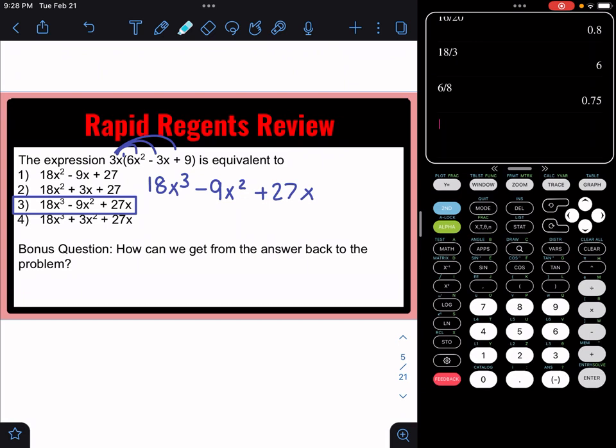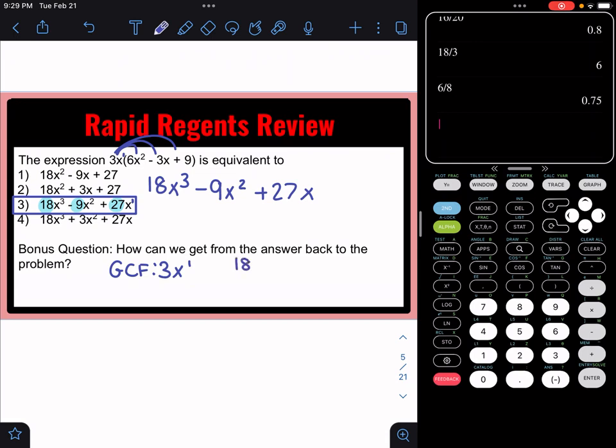What we do first is we ask ourselves, what number can I take out of 18, 9, and 27? Here my GCF would be 3. And then I have an x to the third, x squared, x to the first. Choose the smallest exponent, x to the first. Meaning my GCF is 3x to the first.